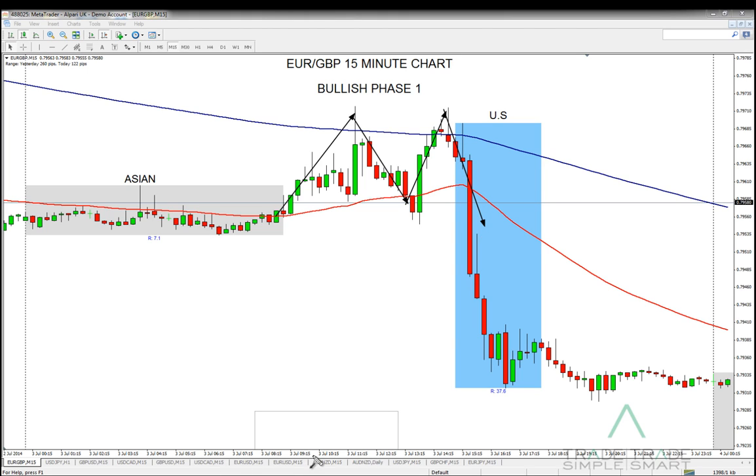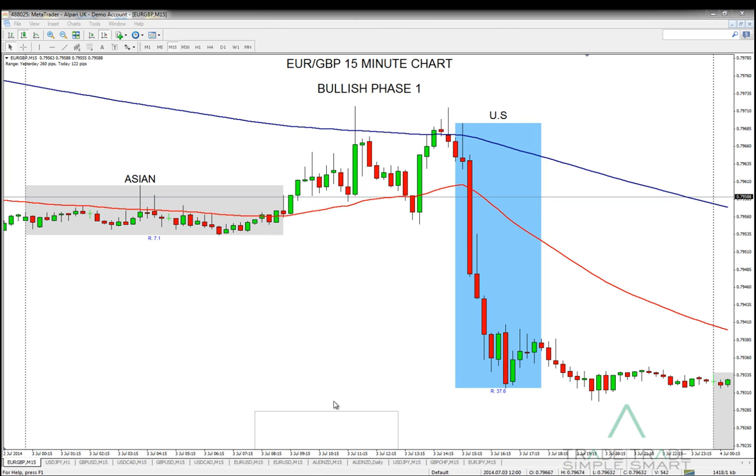Okay, so the M formation can take place during any manipulation of a level, and it's very often seen when they manipulate the 200, the 50 or the 100 moving average.